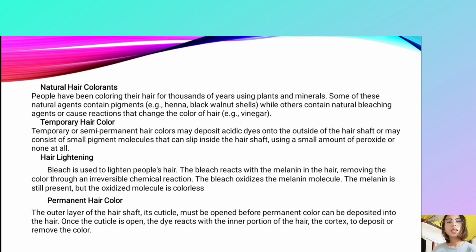So temporary hair color or semi-permanent hair colors may deposit acidic dyes onto the outside of the hair shaft, or may consist of small pigment molecules that slip inside the hair shaft using a small amount of peroxide, or none at all in some cases. A collection of several colorant molecules enters the hair and forms a larger complex inside the hair shaft. Shampooing will eventually dislodge temporary hair color. These products don't contain ammonia, meaning the hair shaft is not opened up during the process, and the hair's natural color is retained once the product washes out.